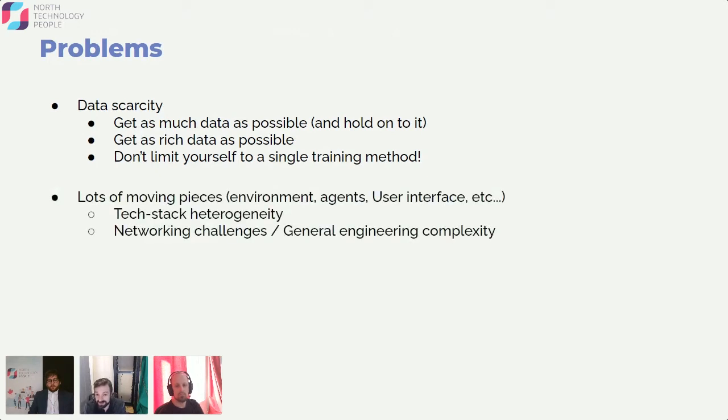Second thing is you'll quickly run into a situation where there are a lot of moving pieces. You've got to deal with environments, agents, user interfaces, and synchronizing all of this. You will almost certainly be doing this over a network almost immediately. So there's a lot of things to juggle, and if you don't have all your ducks in a row, it's really easy to get into the weeds. It's really important to be very mindful of this off the get-go.